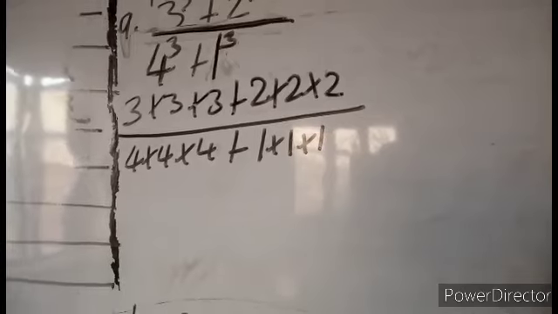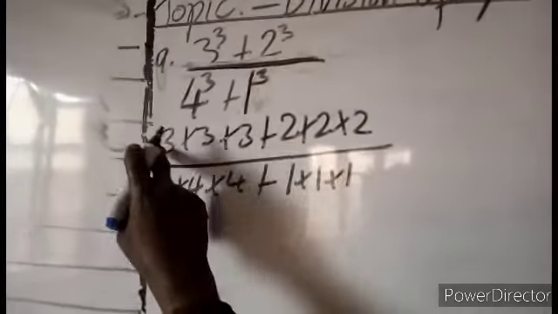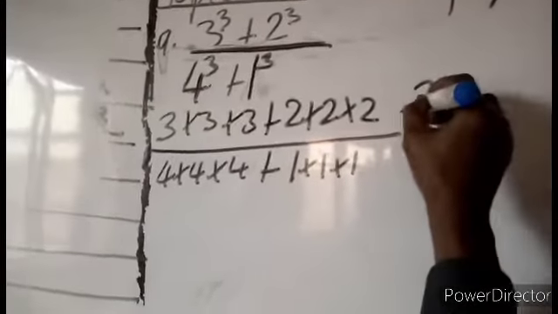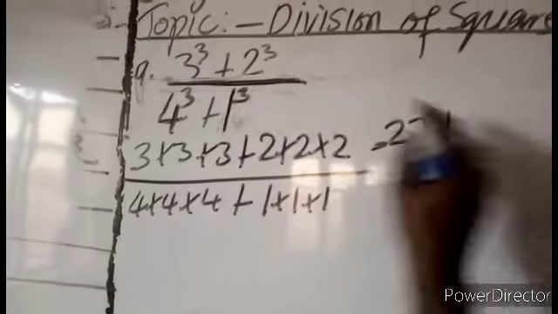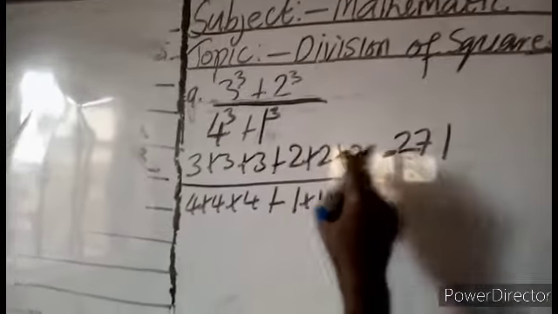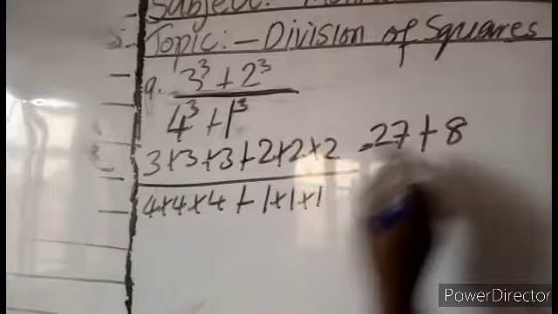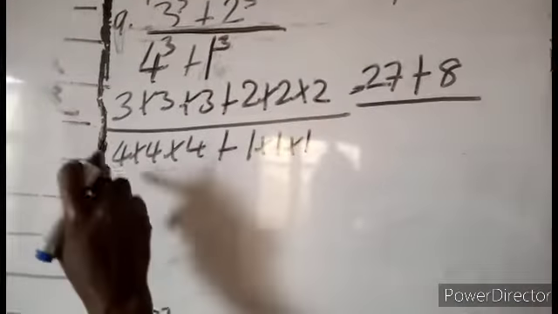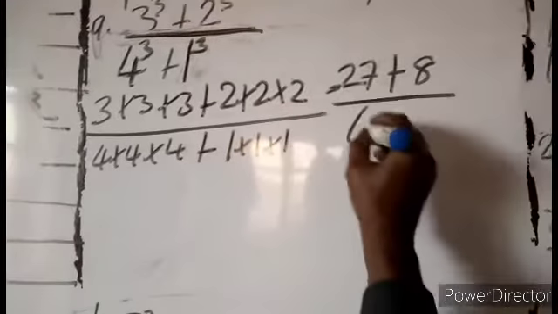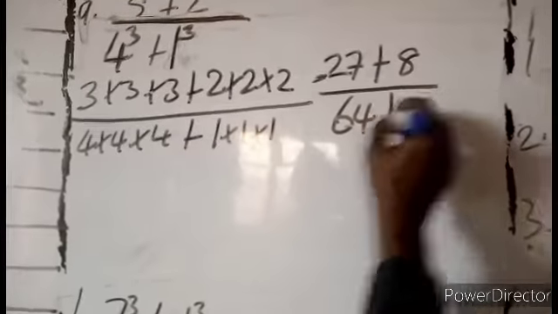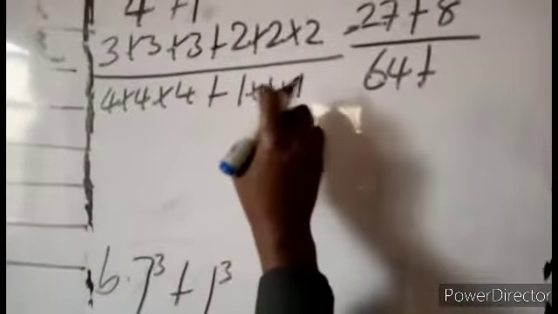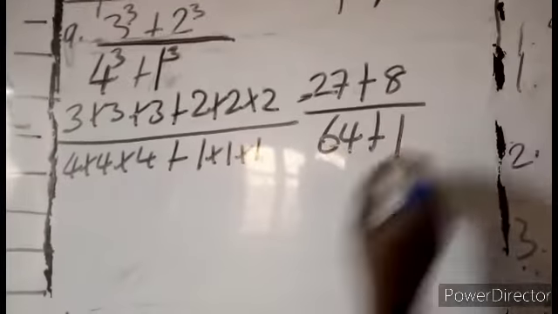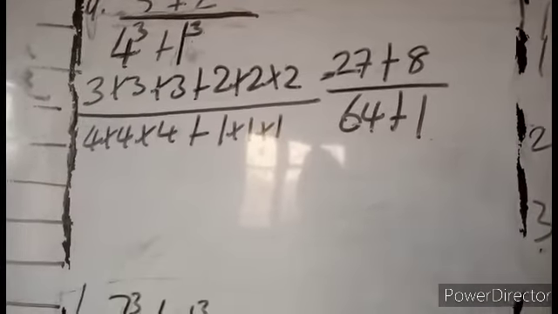Alright, the final answer. Okay, let's roll it. 3 times 3 times 3, we have it equals 27. Okay, plus this, there's 2 times 2 times 2, that's plus 8. Now the divide sign comes here, divided by, this is 4. 4 times 4 times 4, we have that 64. Plus, a plus sign, bring it here. 1 times 1 times 1, have it as what? 1. Okay, so we're going to add it together first.